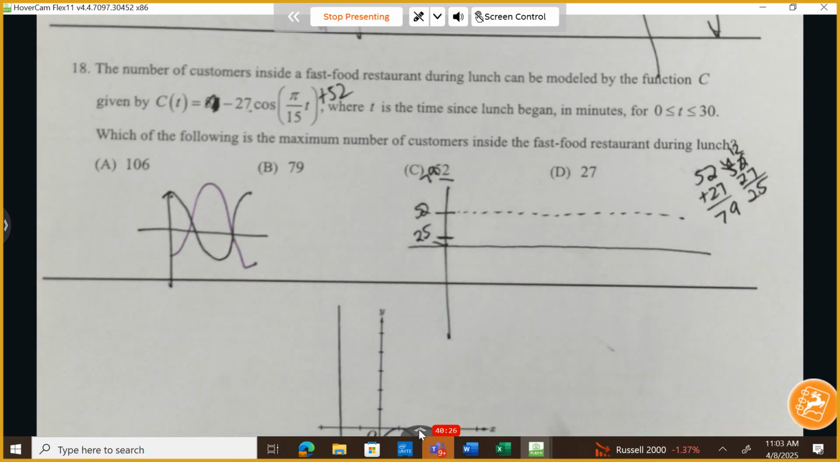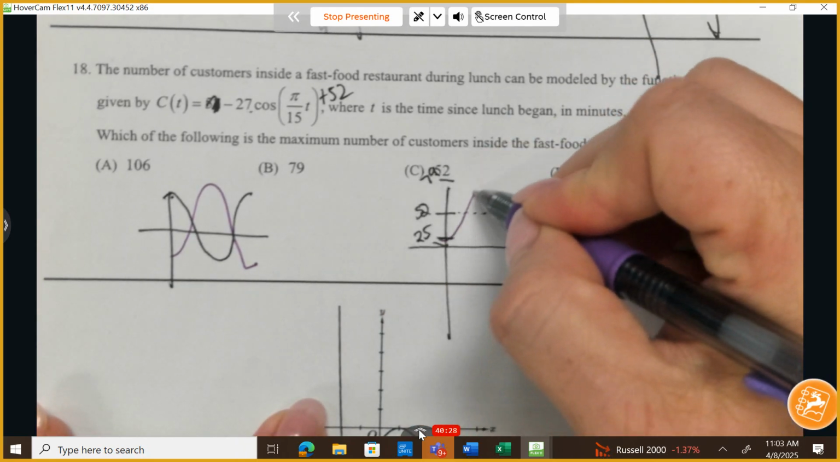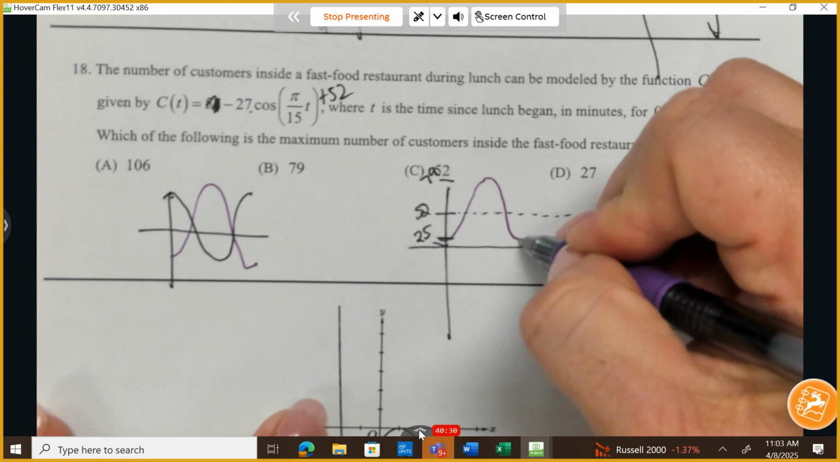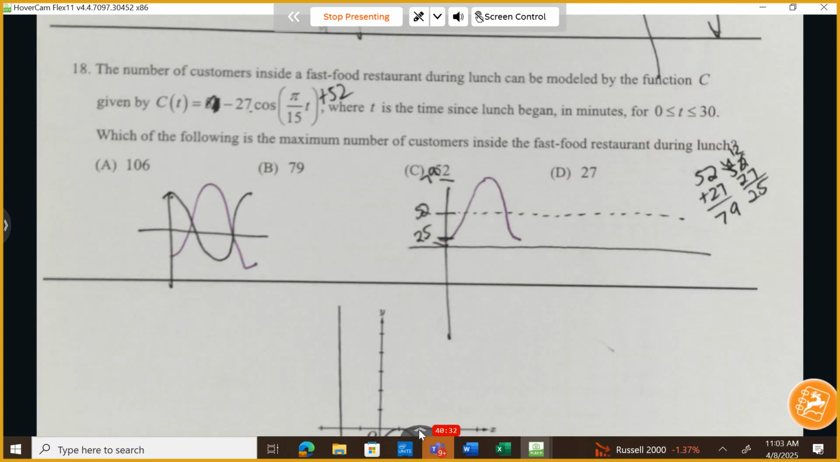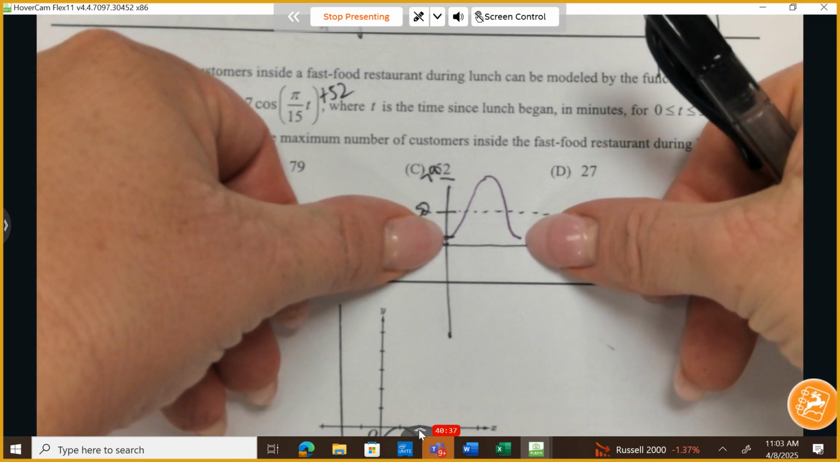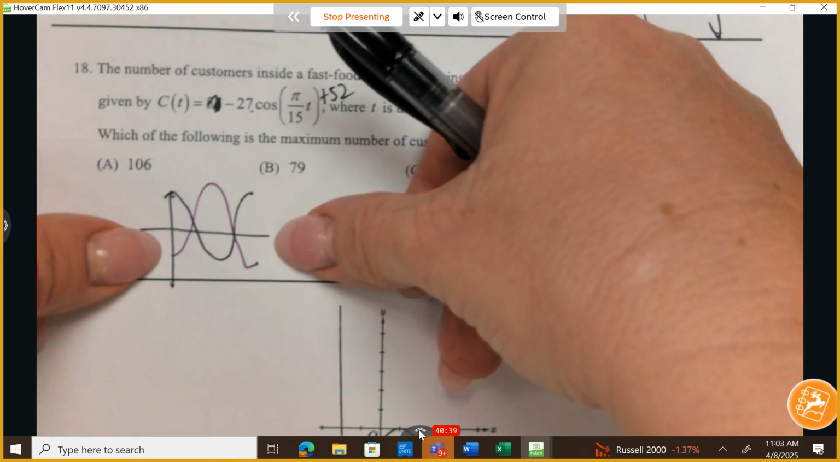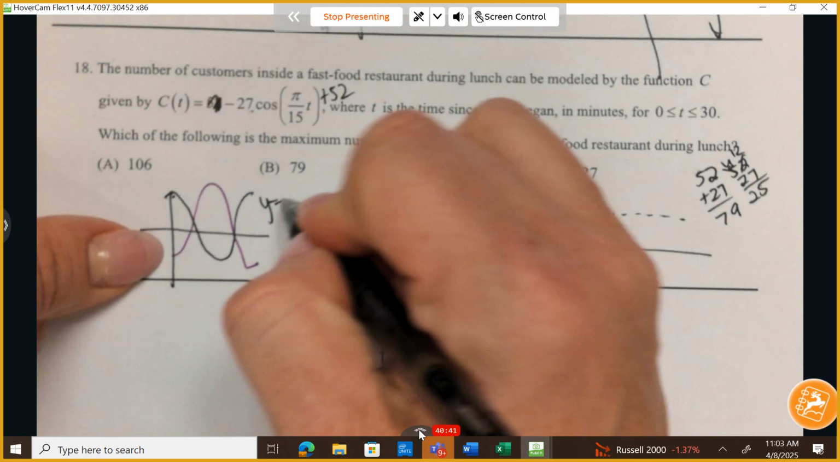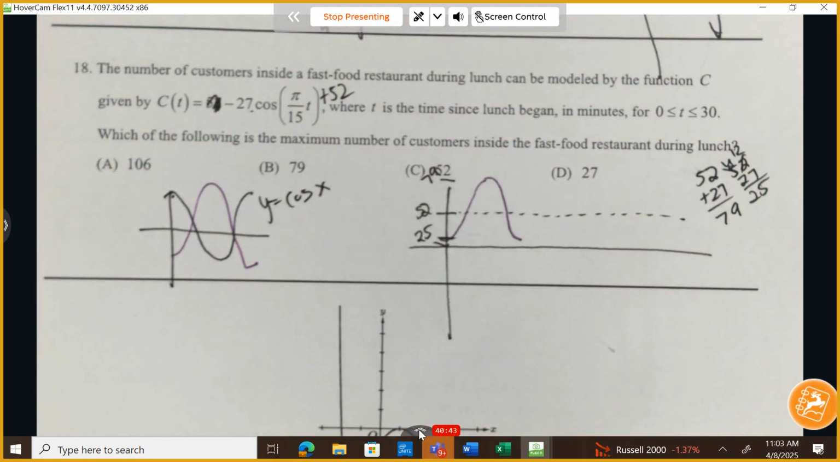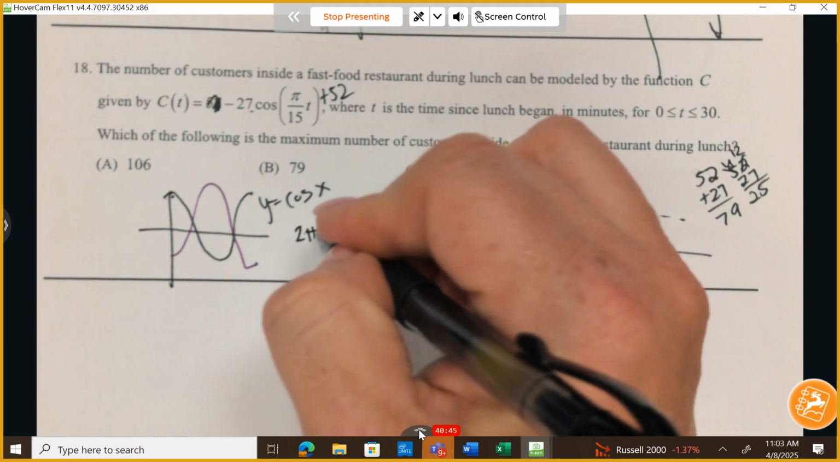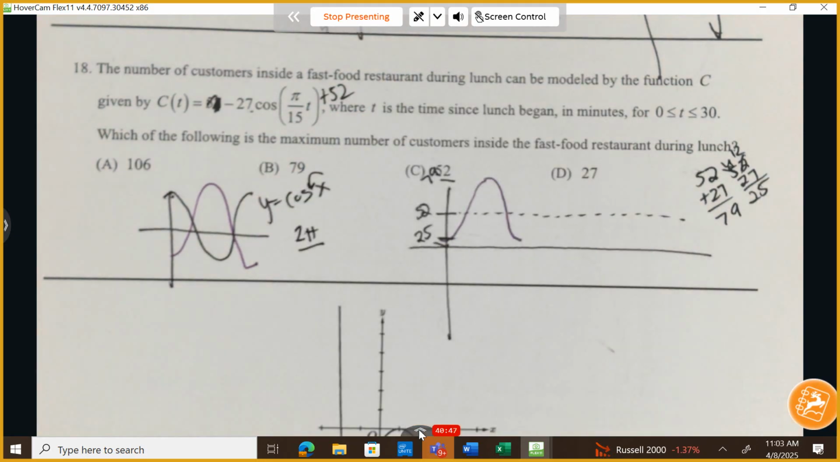It starts like this, and that is going to be one cycle. Does everybody see that? One cycle. Now, we need to know, what is the length? Well, in a normal cosine parent function, y equals the cosine of x, you're going to take 2 pi and divide it by the value that's directly in front of the x. In this case, on this parent function, it would be a 1.